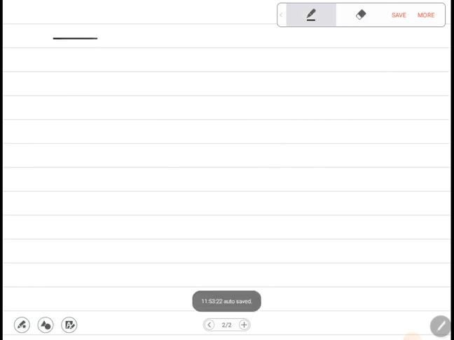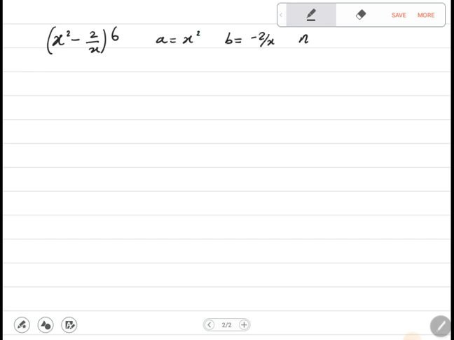So we have x squared minus 2 over x, all to the power 6. In this case, our a is x squared, our b is negative 2 over x, and our n is 6. We are going to apply the same formula: n factorial divided by n minus r factorial, then r factorial, multiplied by a to the power n minus r, times b to the power r. So we now just plug in.